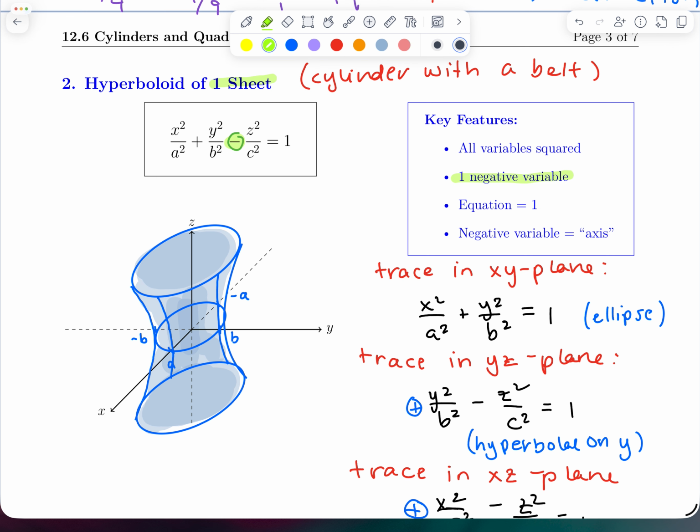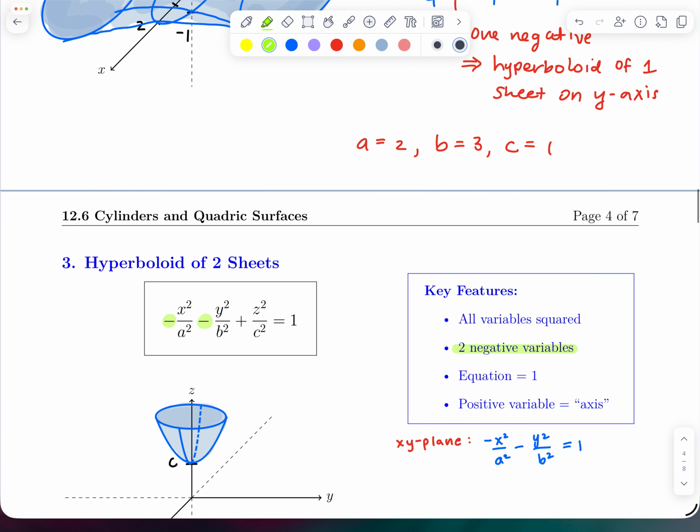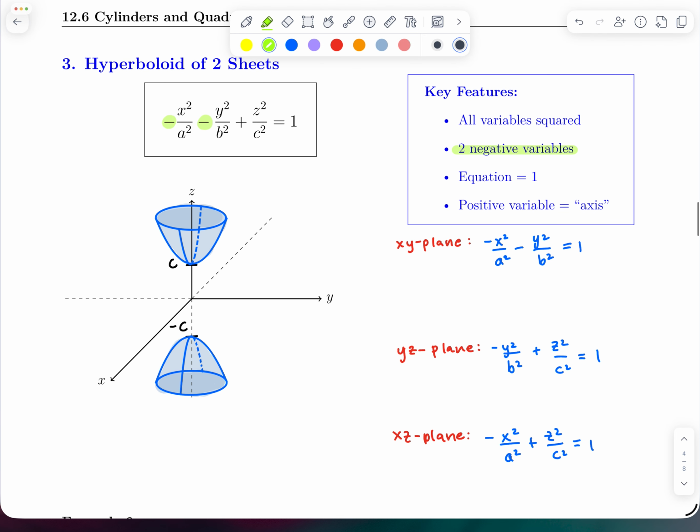If you wanted to put this into context where you think of one rule that works for both a hyperboloid of one sheet and for two sheets, you could think whichever variable has a different sign from the other two. So in this case, there was only one negative, so the variable with a different sign was the negative variable, that became the axis. When I come down here, this time the variable with a different sign is the positive variable, that's the axis on which I'm opening.